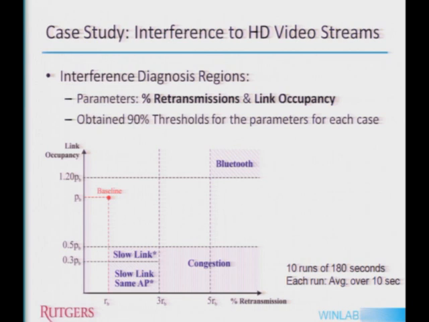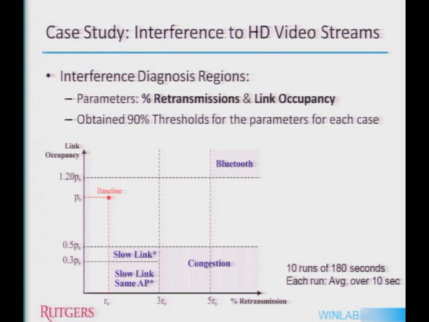To go into the reason why this kind of picture is observed, we can get an intuitive idea. When Bluetooth is interfering, what essentially happens is your streaming video packet gets corrupted, and since it's a narrow bandwidth kind of interference, the next time you sense the channel, it's free, so you retransmit almost immediately. So the number of transmissions required increases, and that increases the link occupancy of the channel a little bit.